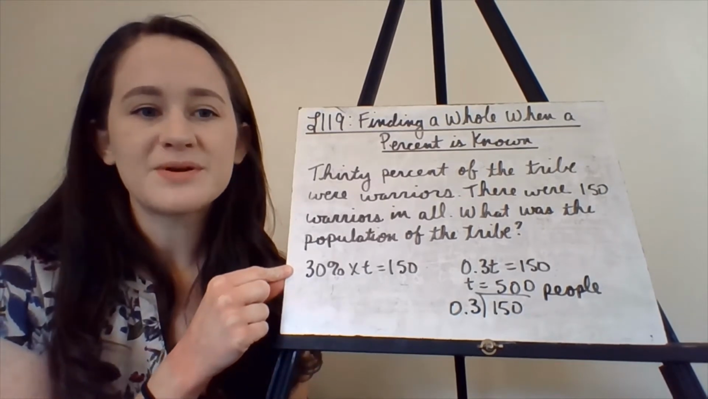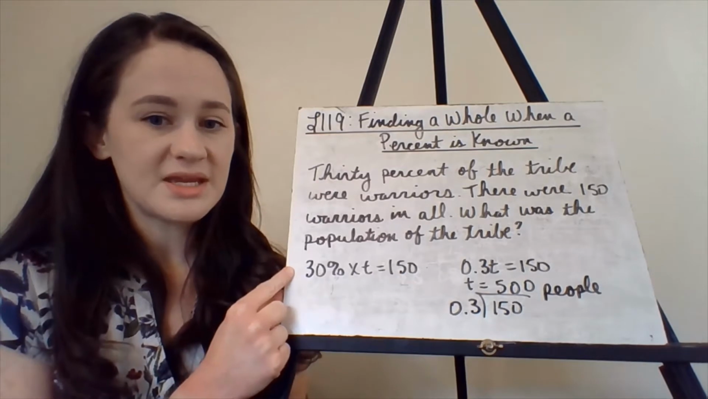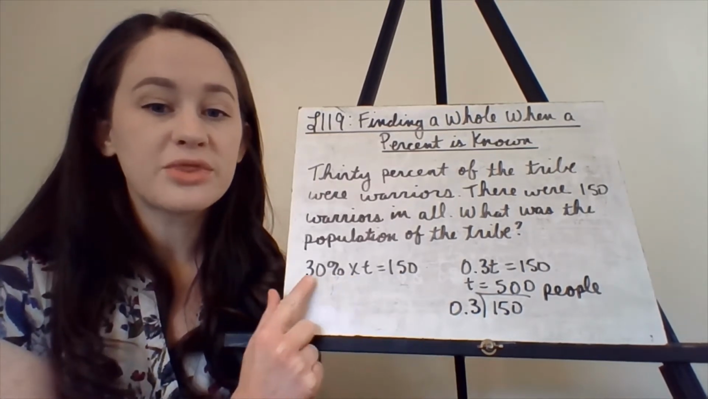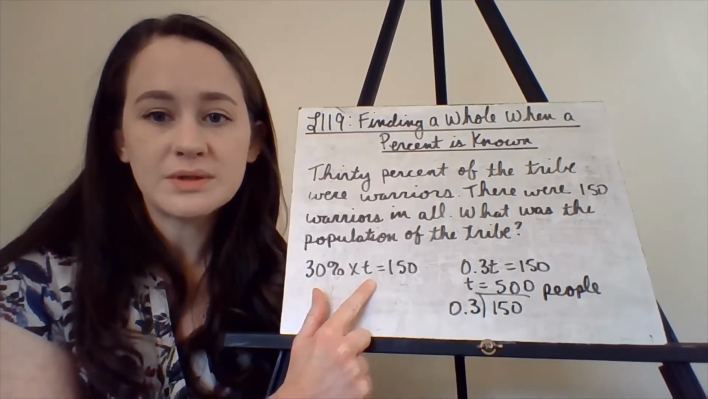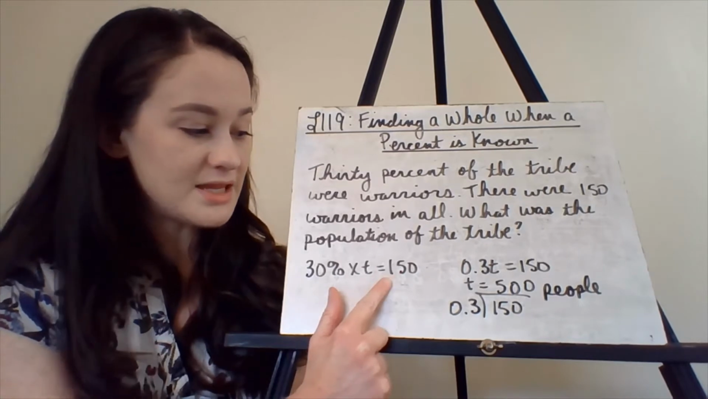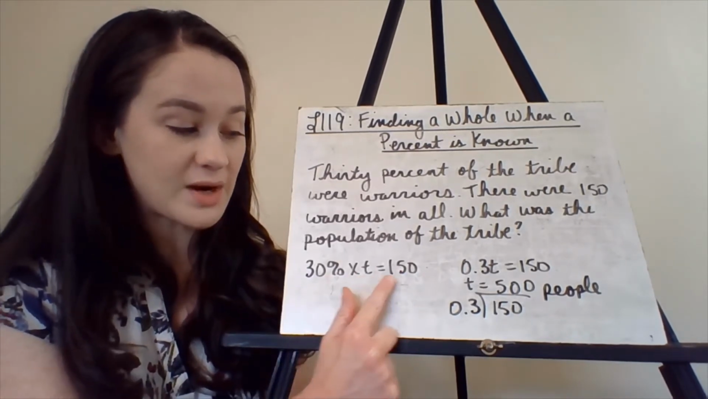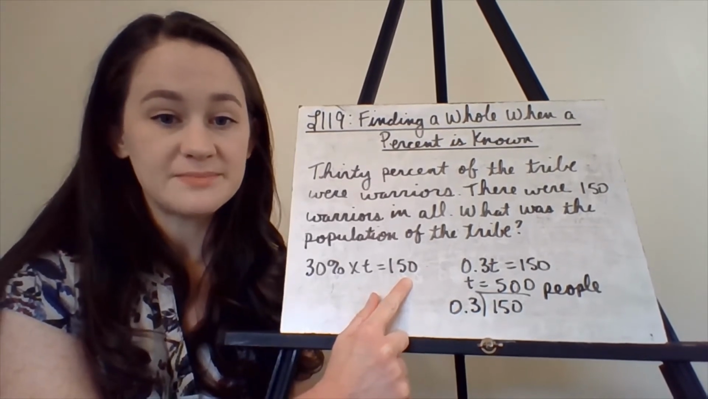So we're told 30% of the tribe is 150. And whenever we hear the word "of," we should always think of multiplication. So 30% of T, for the total number of people in the tribe, equals 150 people. That's how we can translate it into an equation.